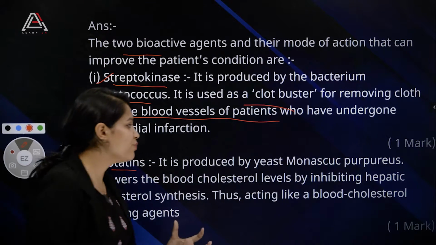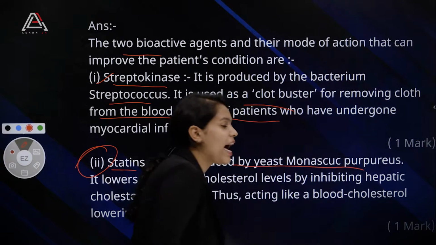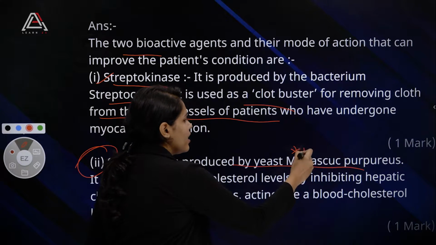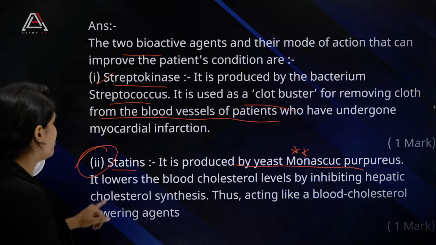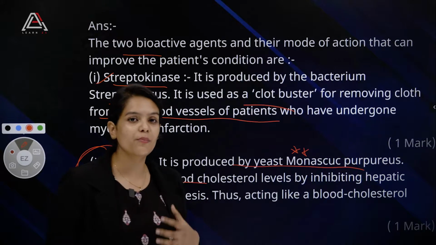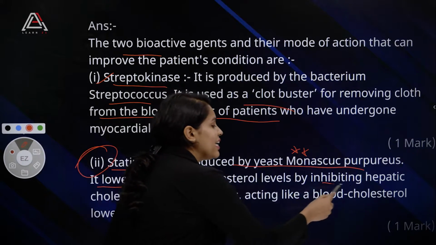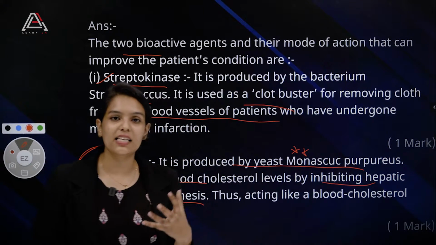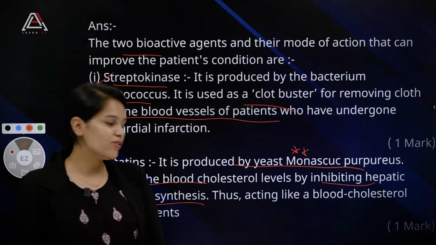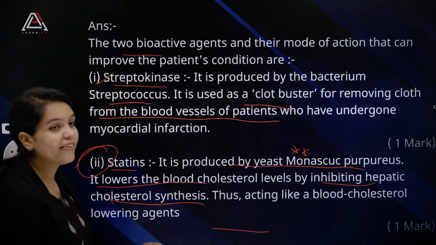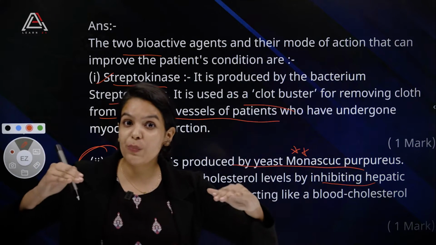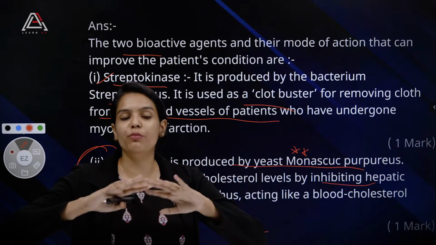Okay, moving on to statins. What produces it? Yeast, that is Monascus purpureus. Very important, do not forget about it. Okay, what does it do? It lowers the blood cholesterol level by inhibiting the hepatic cholesterol synthesis. Thus, what does it act like? Blood cholesterol lowering agent. Perfect answer. You will get perfect 2 marks. Don't worry about it. And if you are putting it in points, you will get the perfect 2 marks.